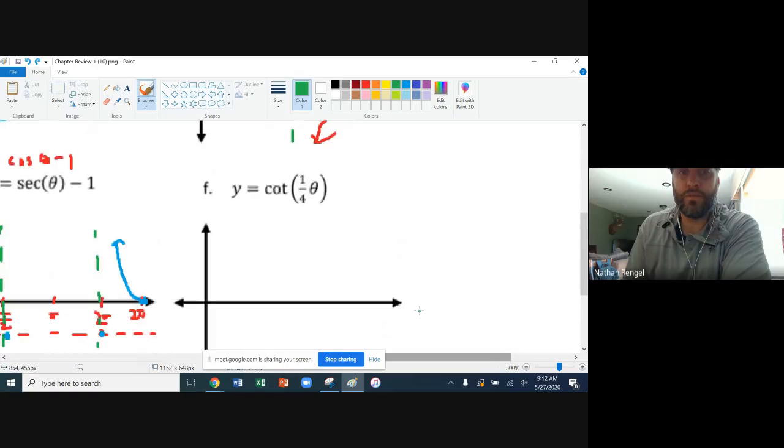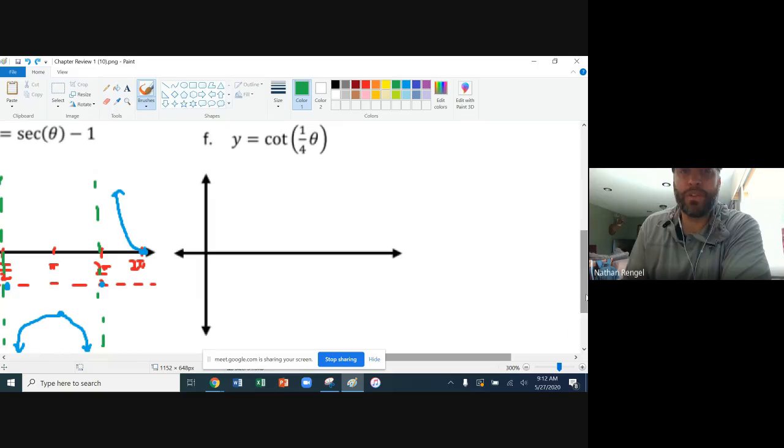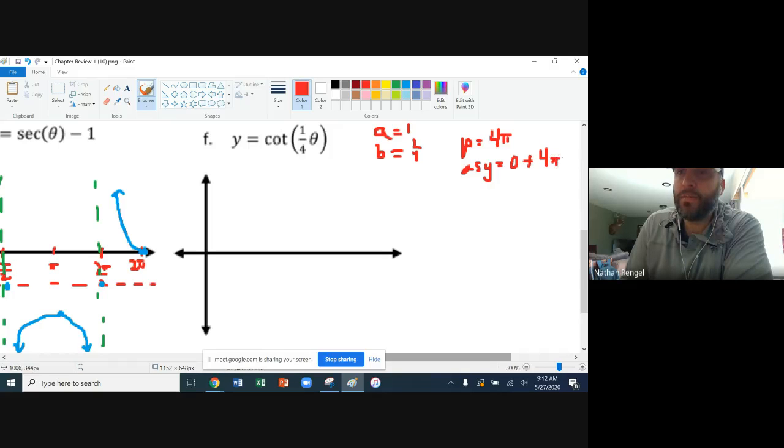Lastly, cotangent. So cotangent is the reciprocal of tangent, so we kind of graph it the same as tangent. So just a couple things about cotangent here. We got an a of 1. We've got a b of 1/4, which means my period is going to equal 4 pi. And that means then my asymptotes with the cotangent, your asymptotes always start at 0 plus 4 pi n. So every time there's the 4 pi interval, then you'd have another asymptote.